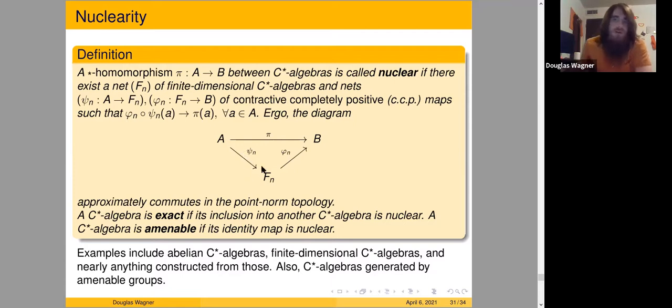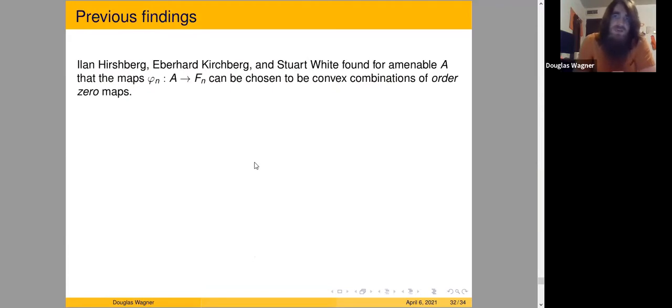So these maps lack multiplicativity, and our goal here is to see how nice we can get them. Can we get something like multiplicativity? Previously, in the amenable C-star algebra case, Hirschberg and White found that the downward maps can be chosen to be convex combinations of order zero maps. Order zero means that it preserves multiplication when the product is zero. Ergo, it preserves orthogonality.